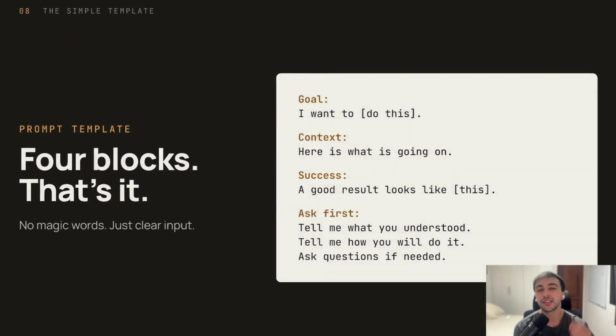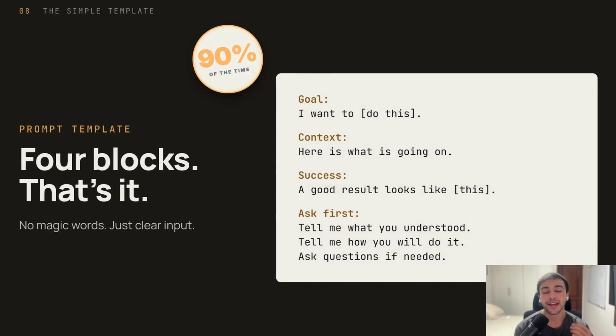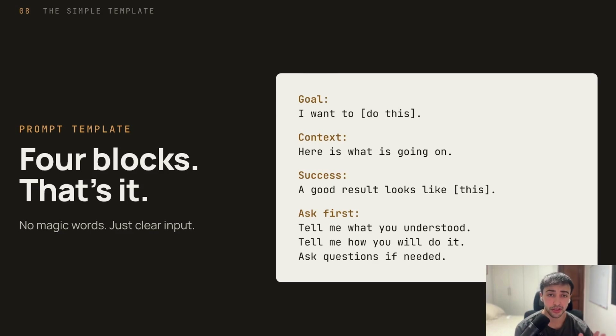So here's the simple template that works 90% of the time, at least. You have goal, I want to do this. Context, here is what's going on. Success, a good result looks like this. And ask first, tell me what you understood, how you will do it, and what questions you have.